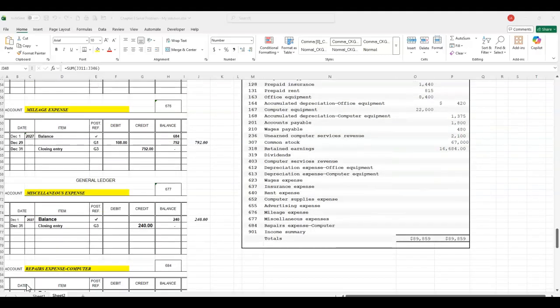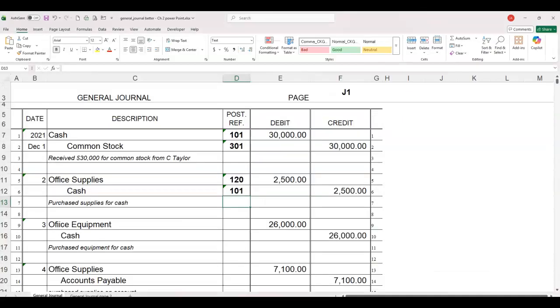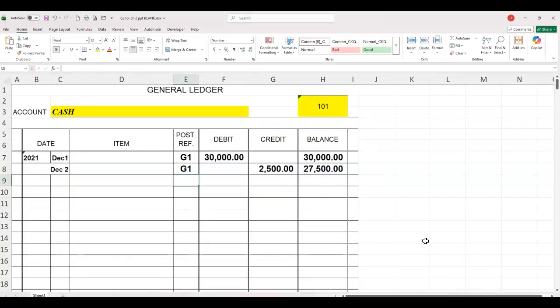Anyway, don't let the number of things that are happening cloud your understanding. All you're doing is the same thing you've done several times before. You're analyzing a transaction, recording it in the journal, and then posting those numbers to the ledger. That's all you're doing.